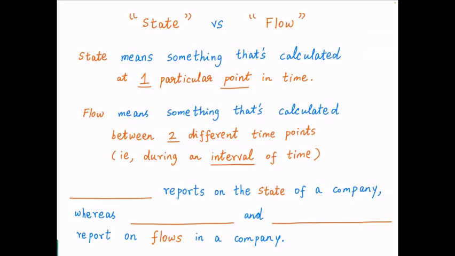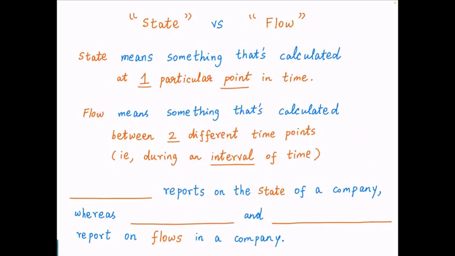Then there is something called a flow. With a flow, you don't do it at one point in time. You take two points in time, one time interval, and then you figure out what happened to the company during this time interval between these two time points. For example, the last quarter or the last year or the last 5 years, what happened to the company during this time interval?